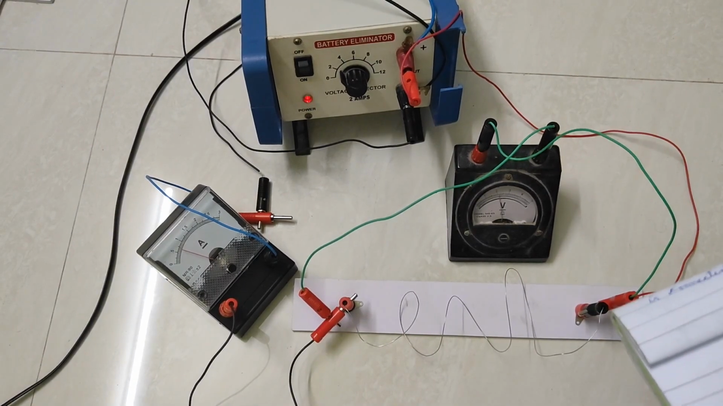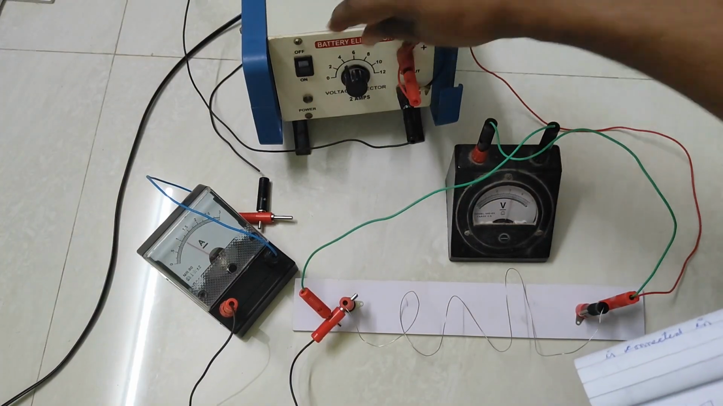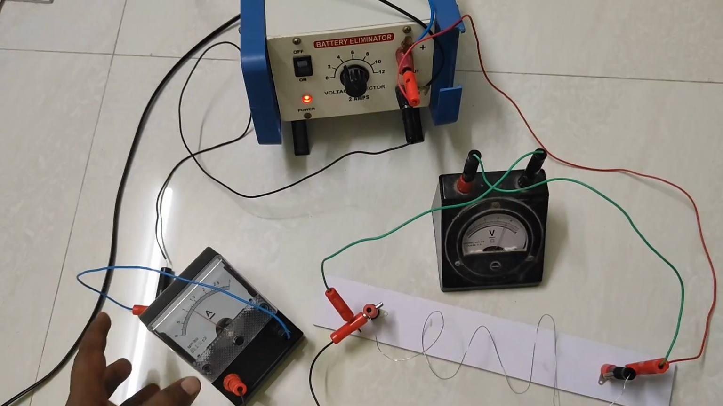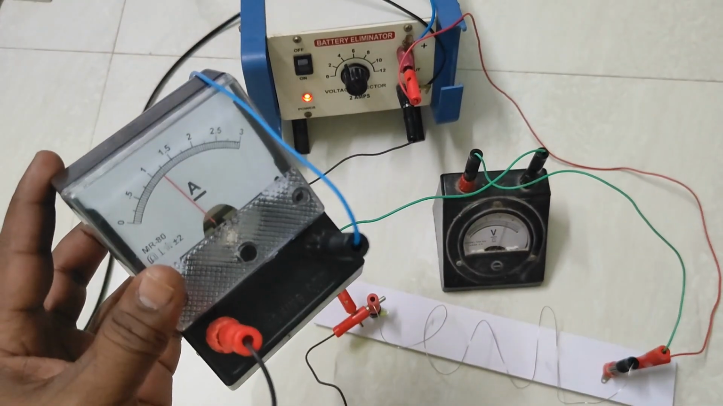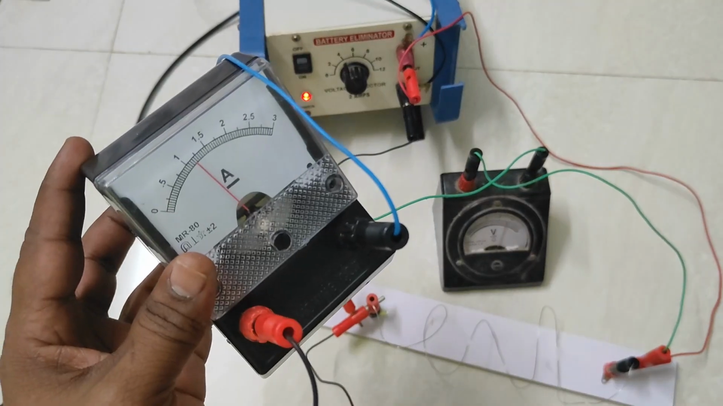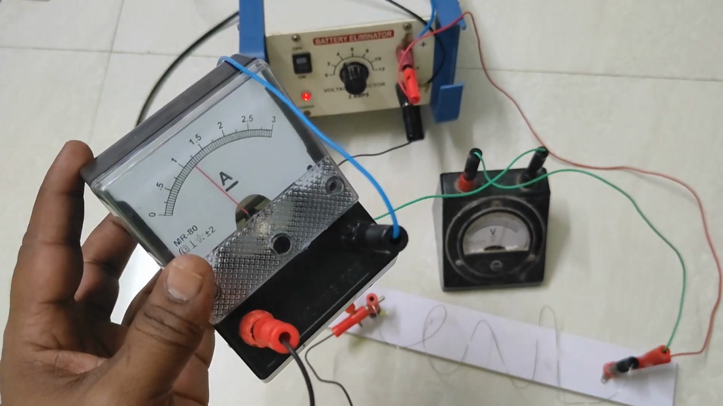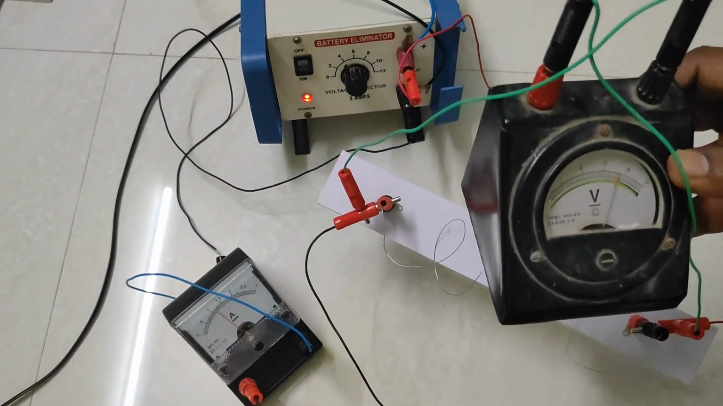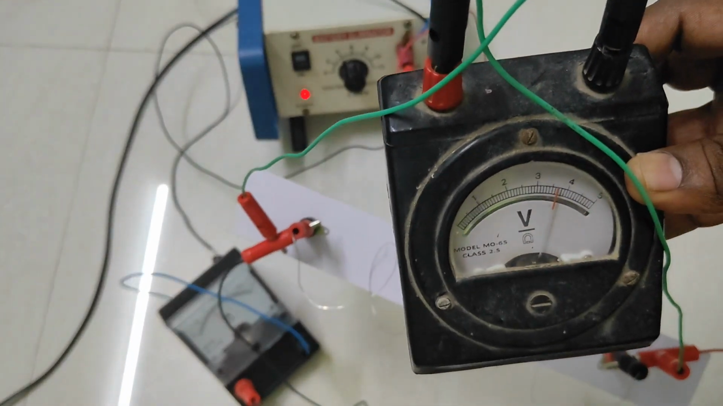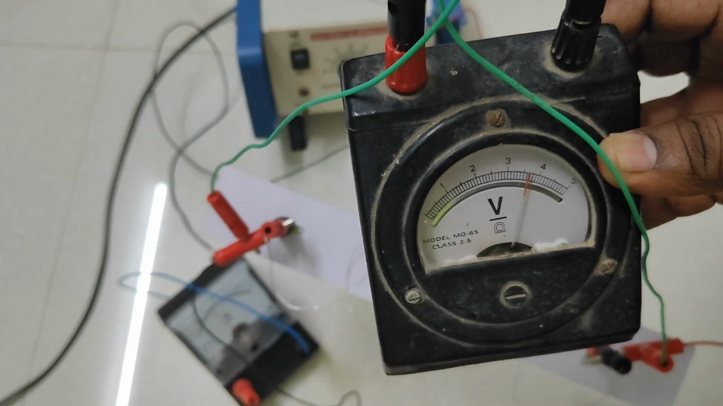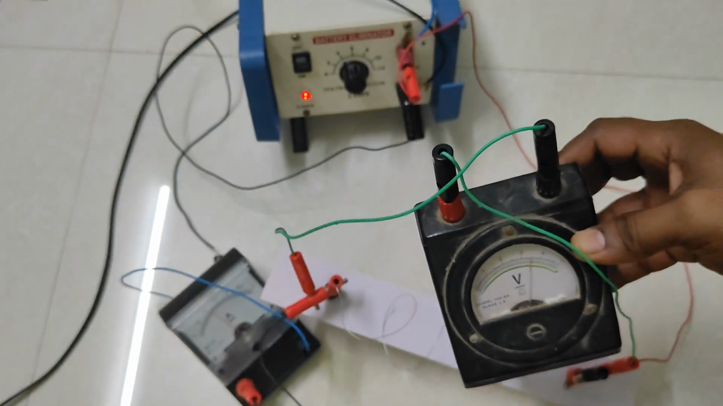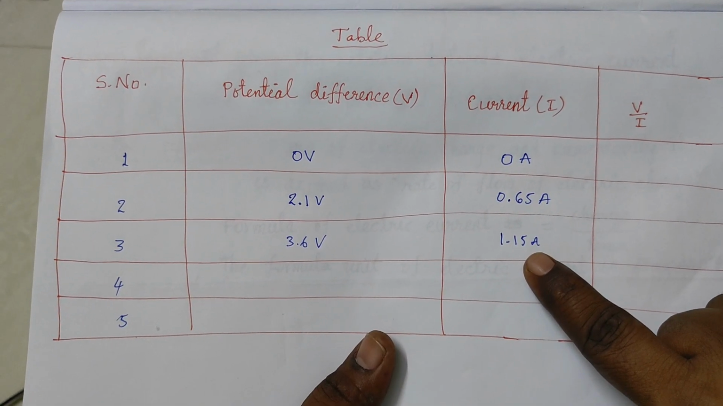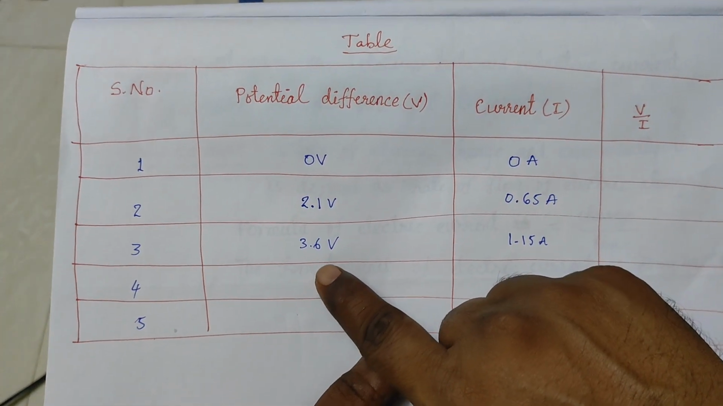Now increase the voltage to 4 volts and check the readings in the ammeter and voltmeter. Observe the ammeter reading here. The 23rd line is indicating here, 23 into 0.05, that means 1.15 amperes. Observe the voltmeter reading here. It is 3.6. The voltmeter reading is 3.6. The ammeter reading is 1.15 amperes. The voltmeter reading is 3.6 volts.